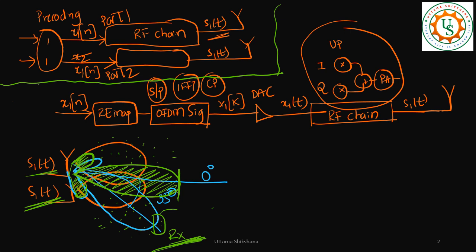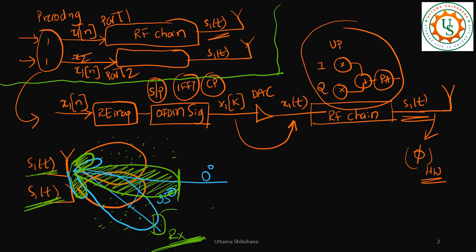Now I will expand each chain below here. Let's say x1 of n. In case of 4G or 5G, we first give it to RE mapping. Once it is mapped, we perform OFDM signal generation, and then we get x1 of k, then the digital to analog converter. This is where the conversion from discrete to analog is going to happen, and this is S1 of t, right? I was mentioning that at this point in time, we are using hardware phase shifters.